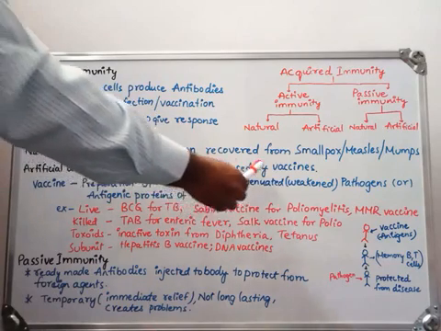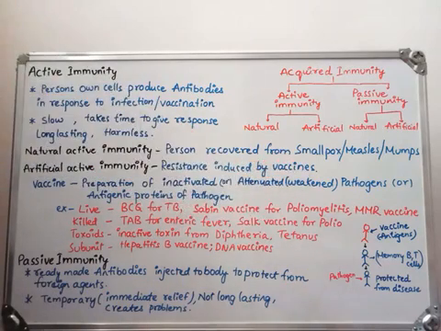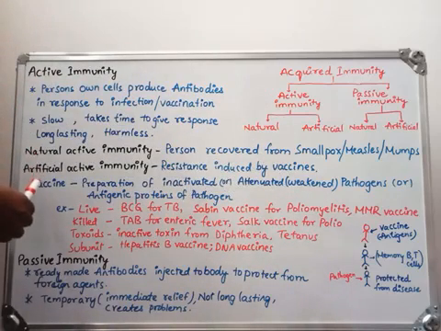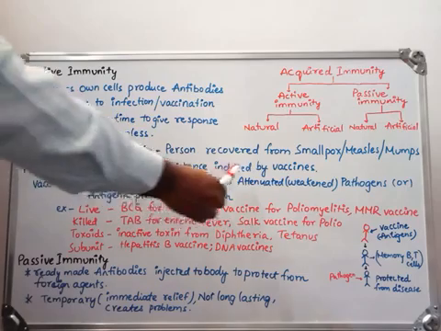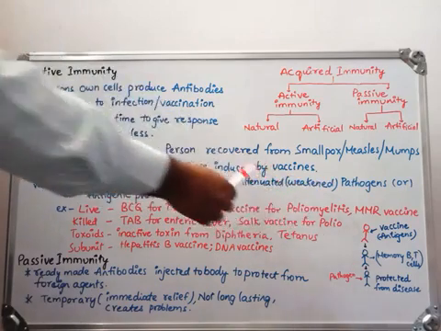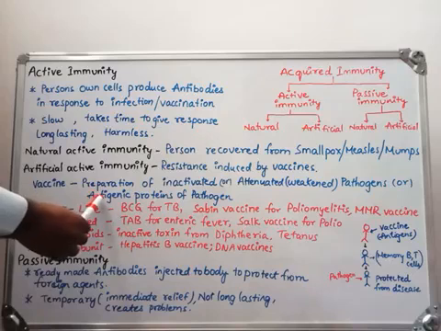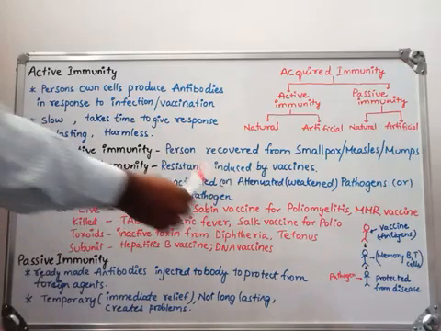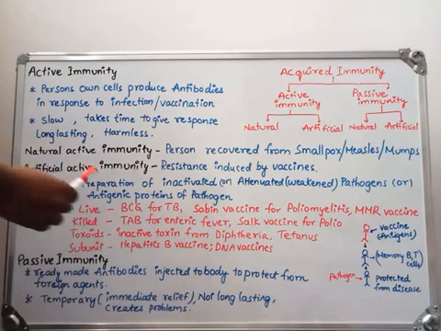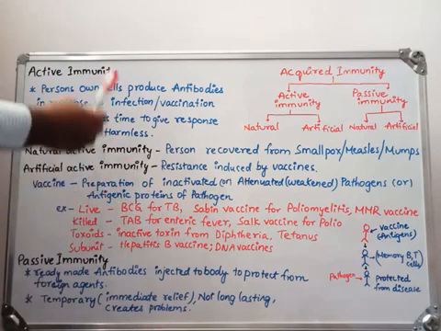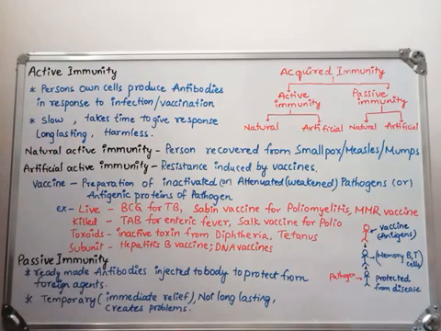Resistance induced by injection of vaccines. Okay, so what is a vaccine? First we have to know. If you observe the definition, a vaccine is a preparation of inactivated or attenuated or weakened pathogens, or sometimes it may be antigenic proteins of the pathogen. If you observe the pathogen surface structure, there are a number of proteins present outside. They may induce antibody production inside the immune system. All this we have studied previously in acquired immunity.